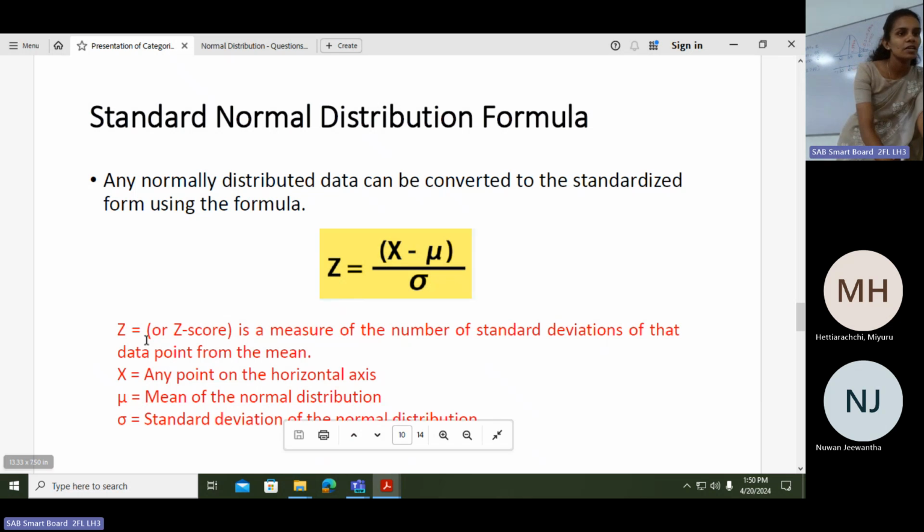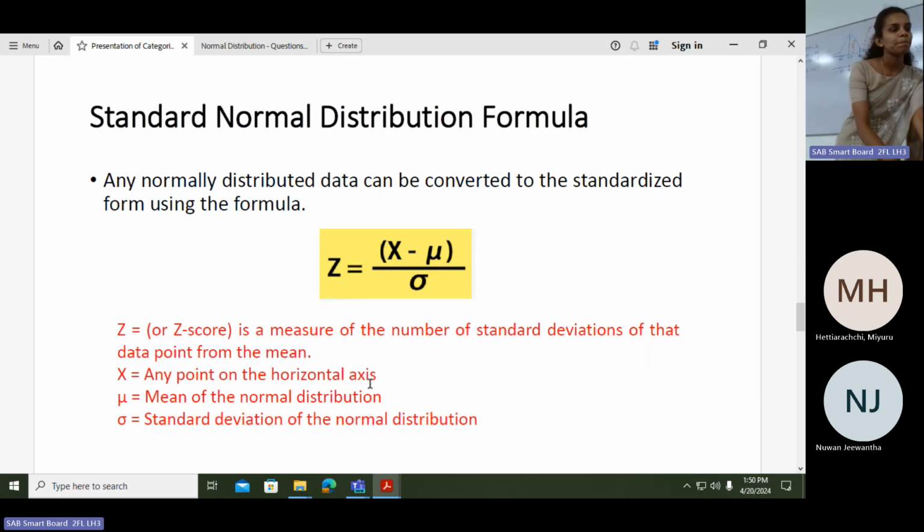Then all the things are explained. Z is a measure of the number of standard deviations of that data point from the mean. Then X is any point on the horizontal axis. X means the numerical value of the random variable. Mu is the mean, sigma means standard deviation.